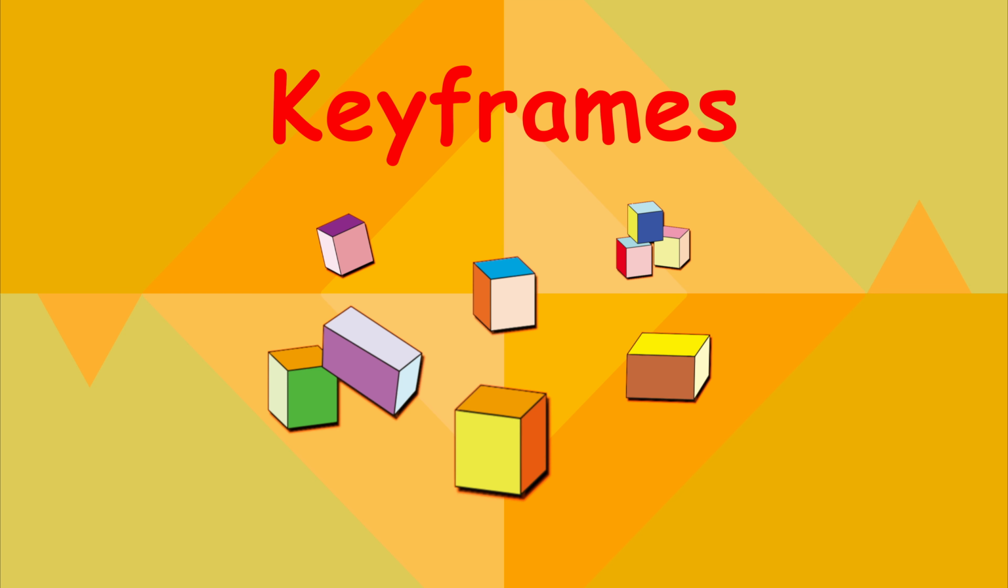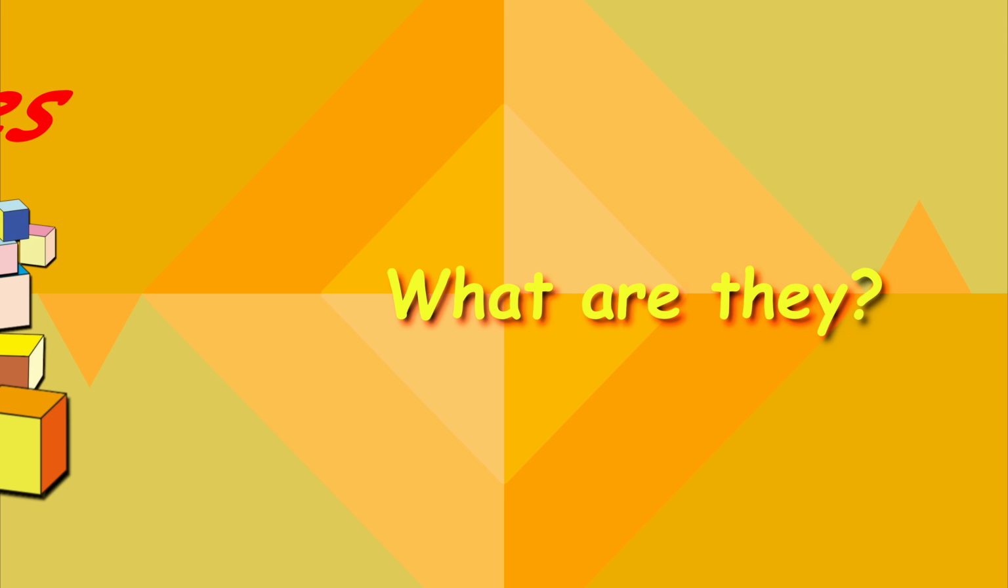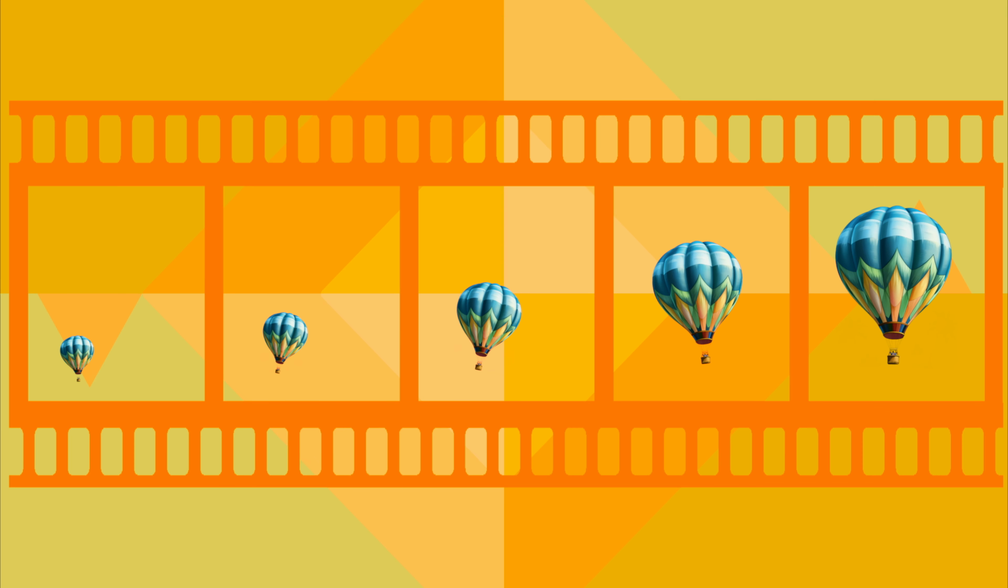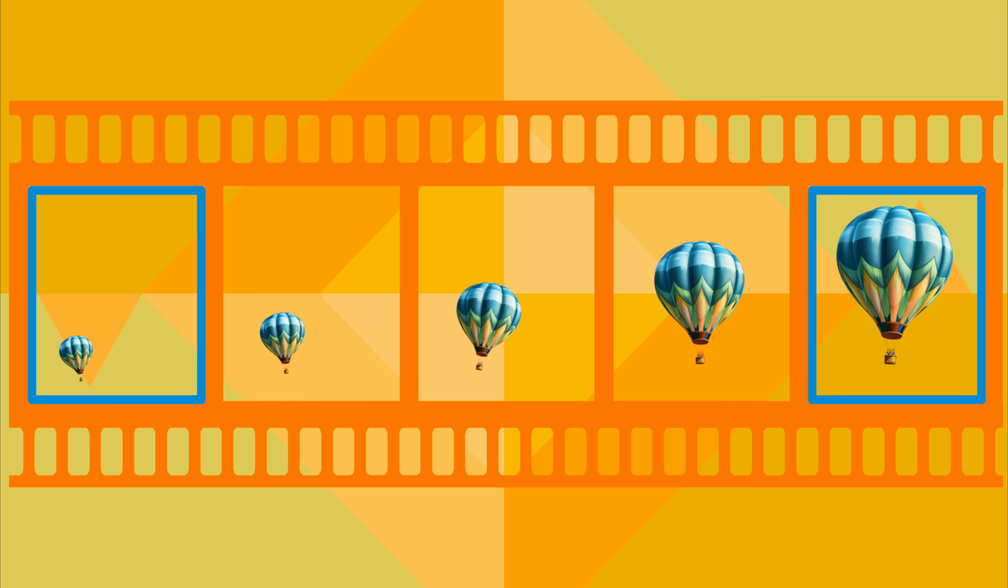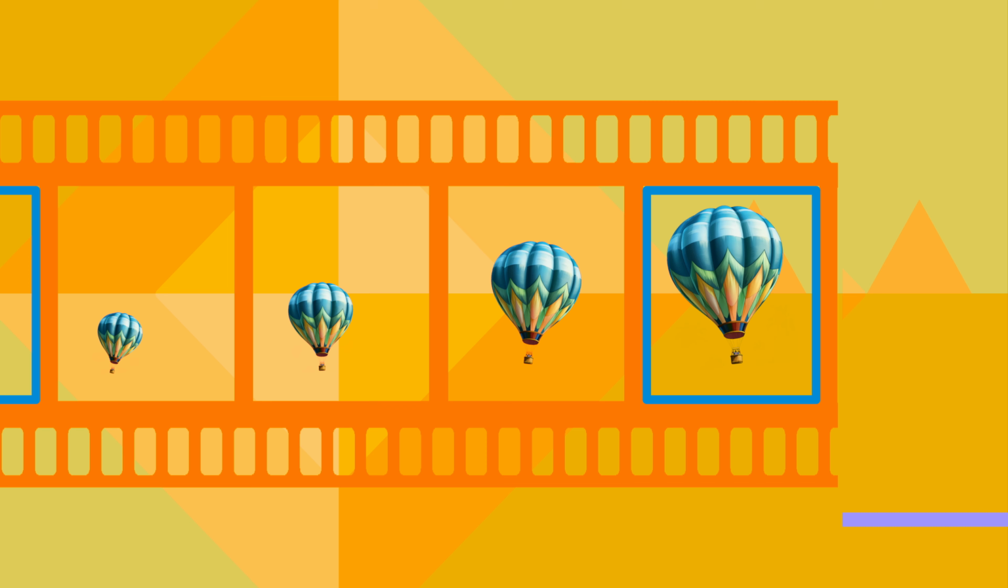Keyframes are the primary building blocks of animation. But what are they? At the most basic level, a keyframe identifies the frame on which an animation begins or ends. That means at least two keyframes are required for animation. One to mark the frame where the animation begins, and another to mark the frame where it ends.